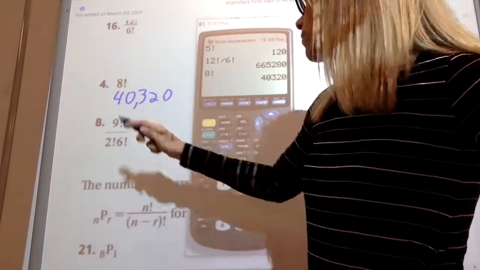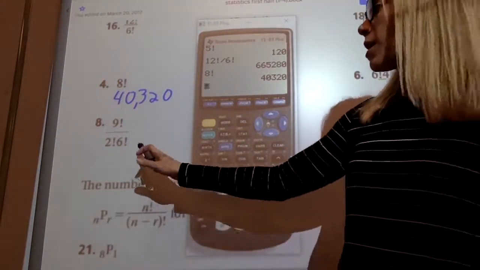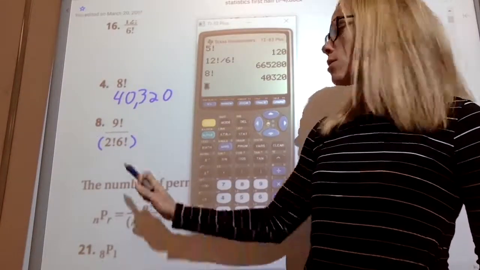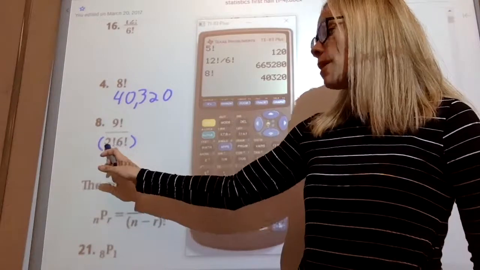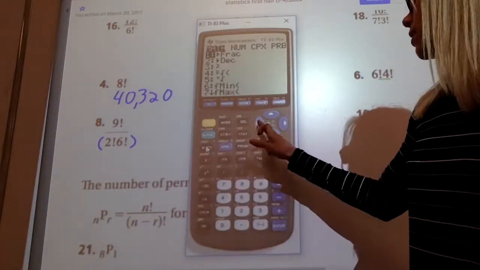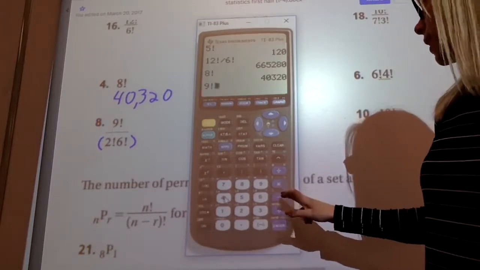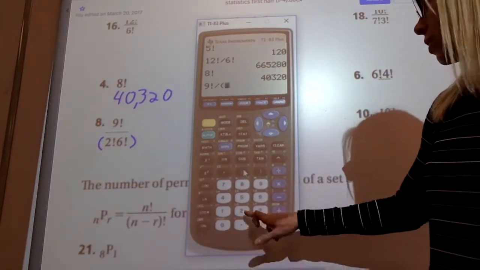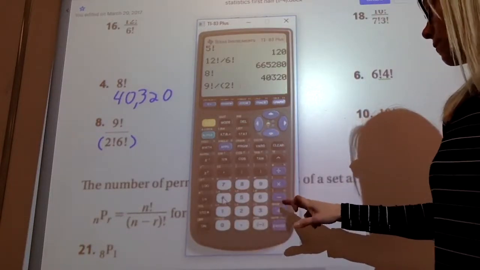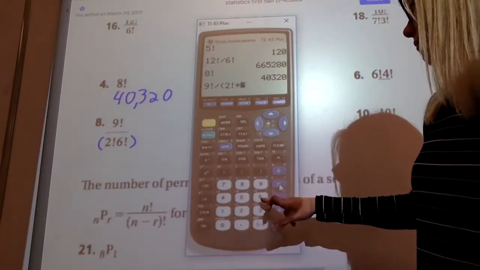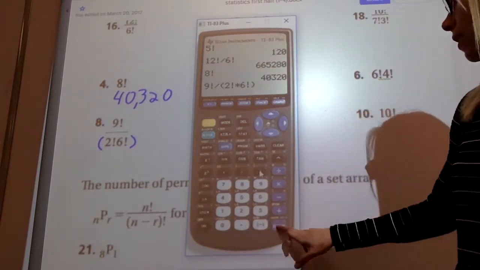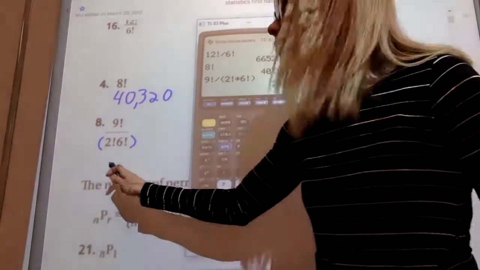Okay, so when you do have order of operations like the next one, you do need parentheses around your denominator to say you want 9 factorial divided by that product. Okay, so I would go 9 factorial divided by parenthesis 2 factorial times 6 factorial. Like that. And you should get 252.